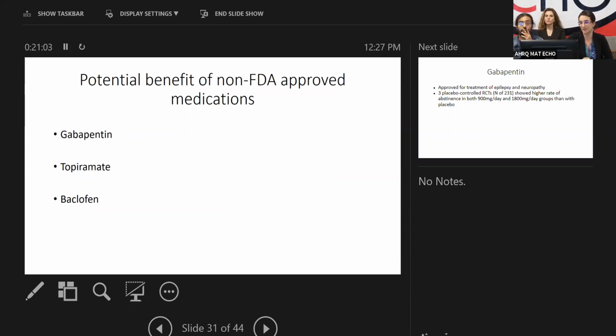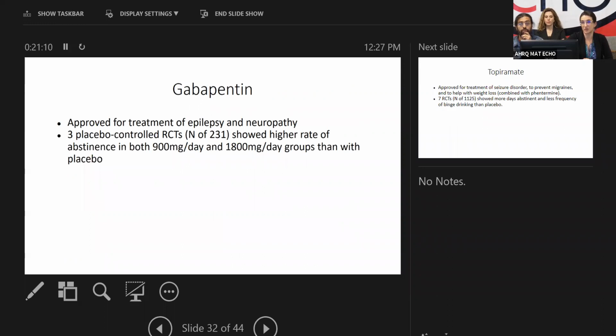And then there's some potential benefit, but no FDA approval for other medications. There's a few more too that aren't listed here, but for instance, gabapentin, topiramate, and baclofen have had some small studies showing some effect, and anecdotally there's been some.